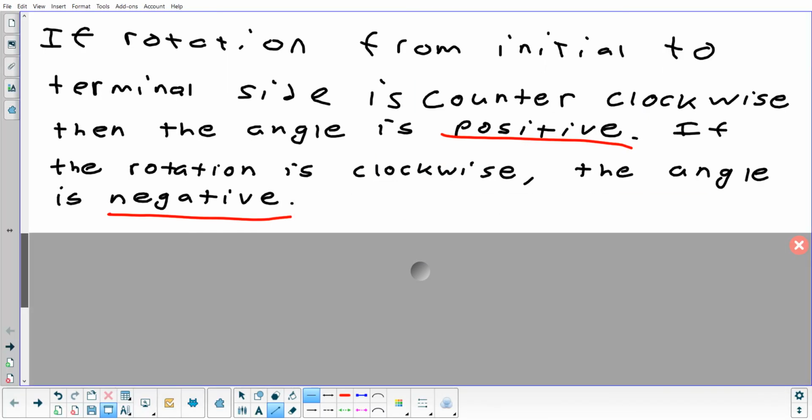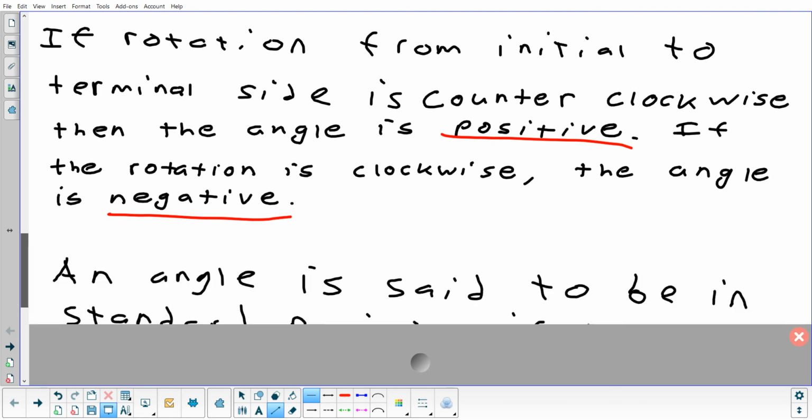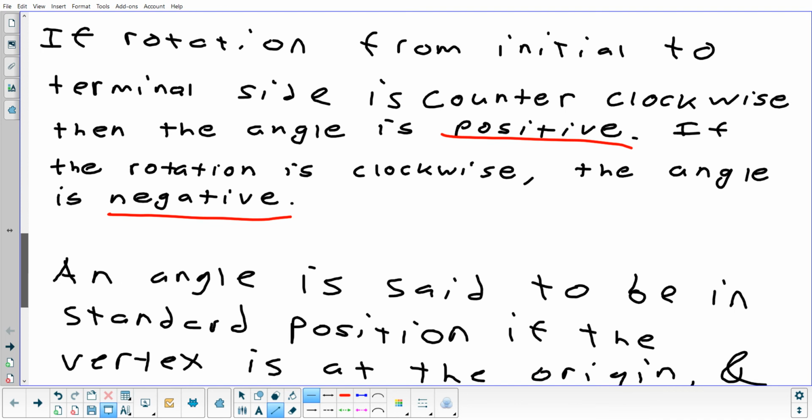All right, so what we really want, though, is a way that if I asked you to sketch, say, a 45-degree angle, we want everyone's angle to kind of look the same. We don't want some of them turned or upside down. So what we're going to do is kind of agree on a standard way to draw an angle. And that's called standard position.